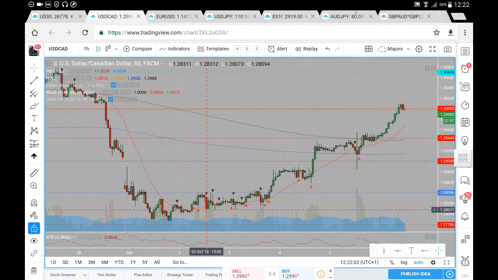So this is the US dollar CAD analysis for Monday the 8th of October. Now let's have a look at prices and where prices may likely go.